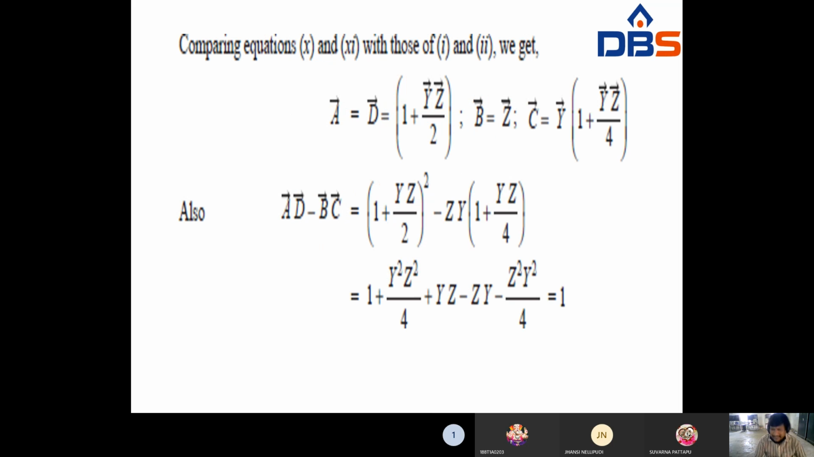That means A is equal to D is equal to 1 plus YZ by 2. B is equal to Z. C is equal to Y into 1 plus YZ by 4. So after calculating the ABCD parameters of the T network and pi network, right? Just observe A equal to D equal to 1 plus YZ by 2.